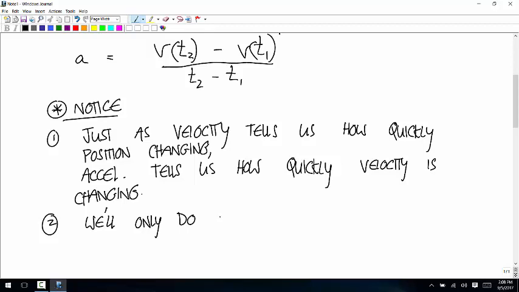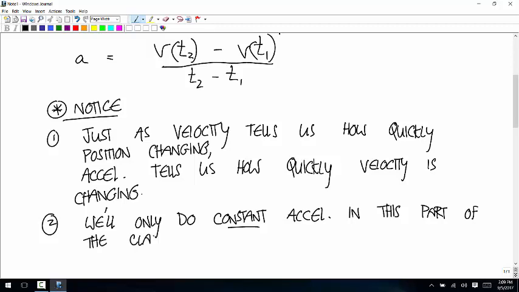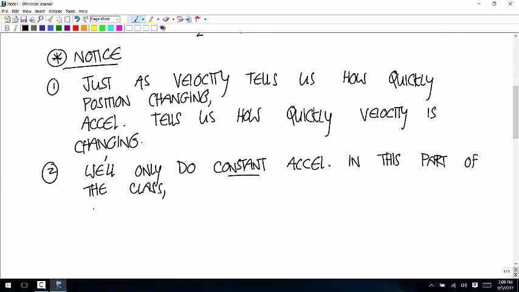So for us, the second thing here is we'll only do constant acceleration in this part of the class, not in this section. Not like I'm saving the hard stuff for the other sections, you know what I mean? In this part of the class. And so if you have constant acceleration, the average acceleration is equal to the instantaneous acceleration.